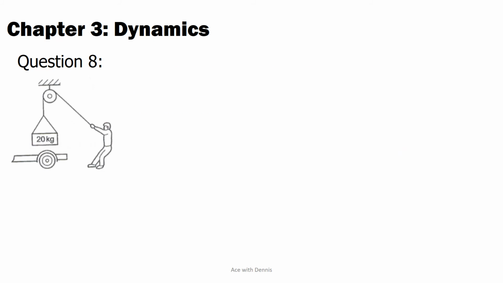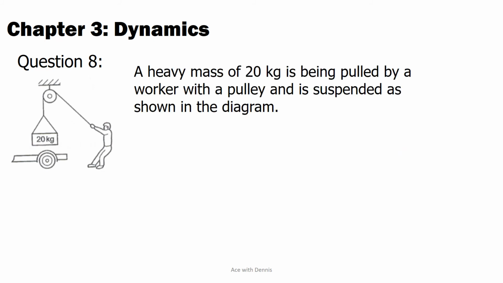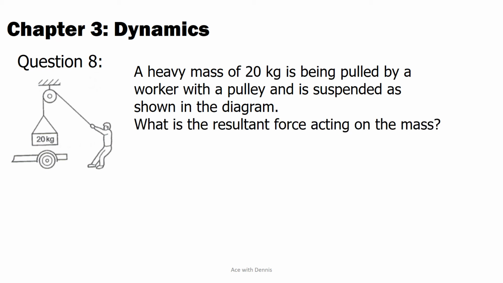Question 8. A heavy mass of 20 kilograms is being pulled by a worker with a pulley and is suspended as shown in the diagram. What is the resultant force acting on the mass? A. 20 newtons. B. 100 newtons. C. 200 newtons. D. 0 newton.